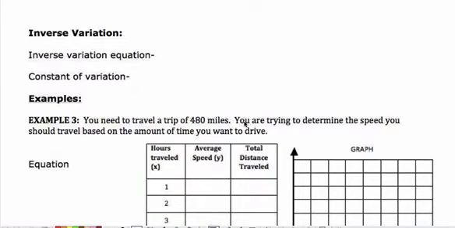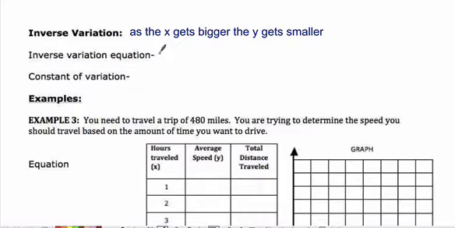On to the next slide, we're now talking about an inverse variation. In an inverse variation, oops, I put that in the wrong spot. As the x gets bigger, the y gets smaller. So let's see what that equation looks like. So if I have y equals, as the x gets bigger, the y is going to get smaller. So I'm going to take my constant and divide it by x. And let me show you how that's going to work.